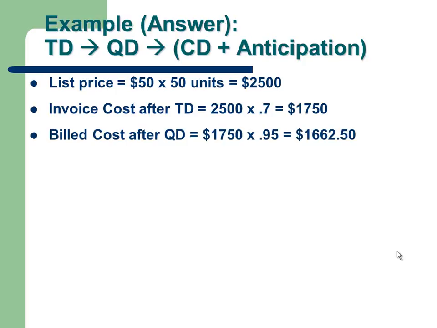Because the buyer purchased 50 units and the minimum requirement for the quantity discount is 40 units, the buyer is going to get the quantity discount, which was 5%, right? So 5% of the invoice cost will be the quantity discount, right? So the billed cost after the quantity discount is $1,750 times 100% minus 5%, which is 95%. And so the billed cost is $1,662.5 this way.